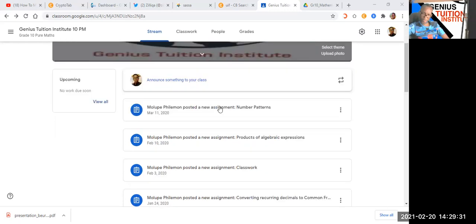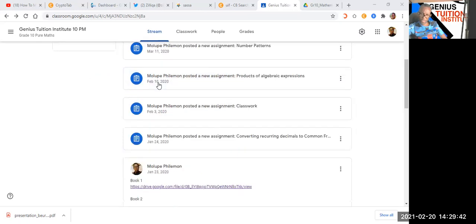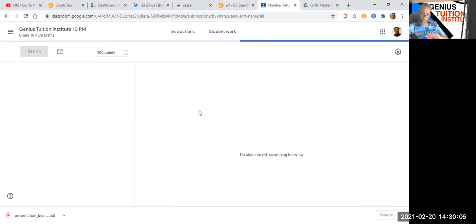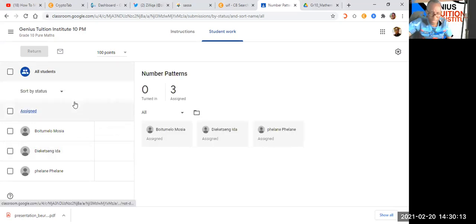Now, when you scroll up, you will get the post that Rupi Philemon posted, and then at the bottom will be the assignments that I will have posted in the class. You click on the assignments, like let me just do it. You click here and then it will open up. After that, you look for a link. Yes, there will be a link. Here it shows me the number of people who are here. Let me go back.